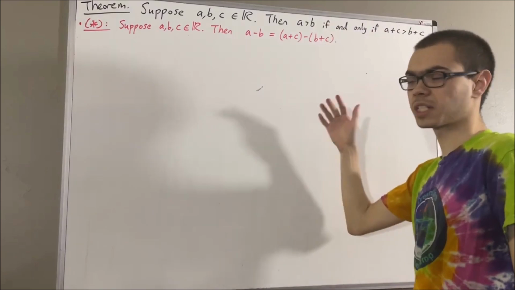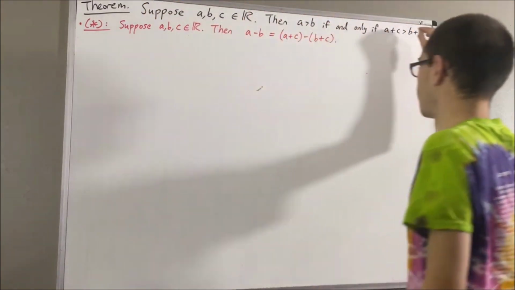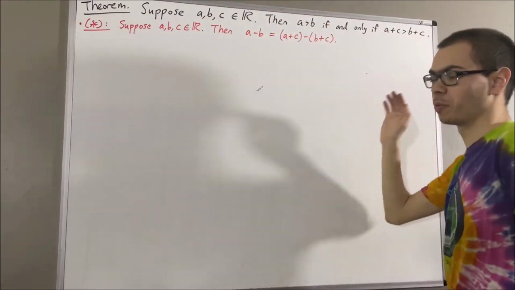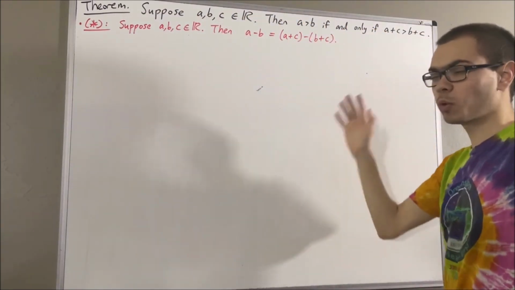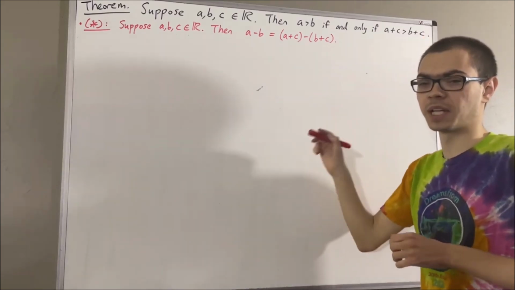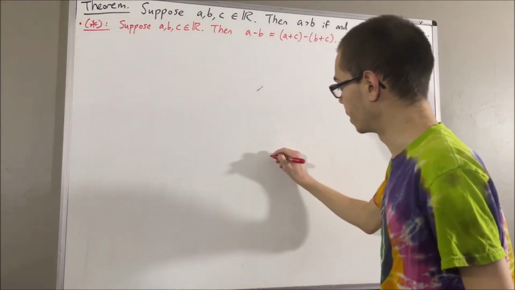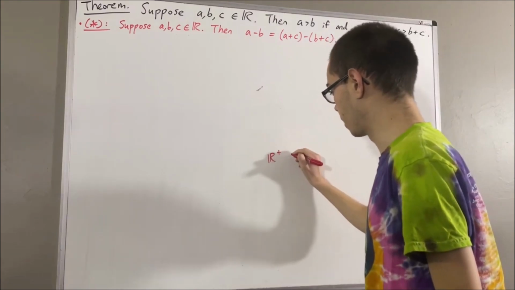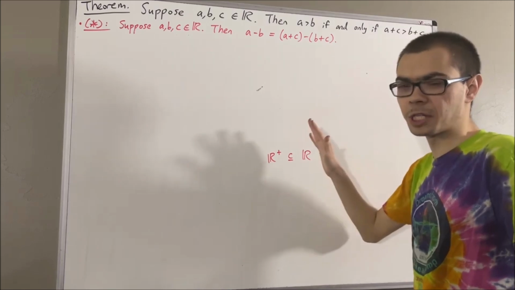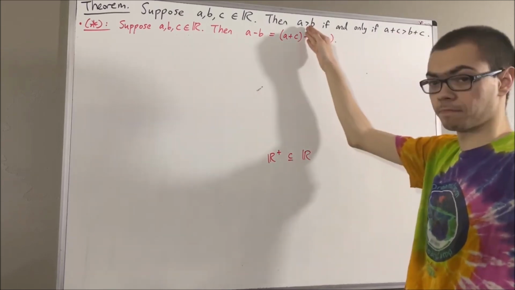So now our next goal is to prove this theorem. But before we get into proving this theorem, let's get a little bit more context. Now, our real number system is equipped with a subset that we call the set of positive real numbers, and it's denoted as R plus. And using the set of positive real numbers, our definition of greater than is as follows.